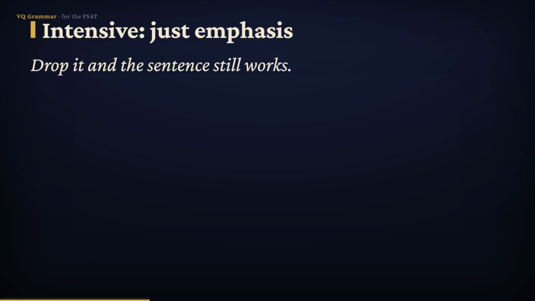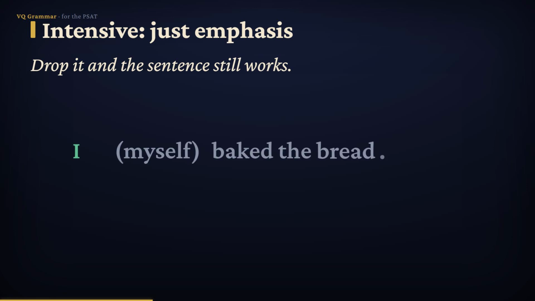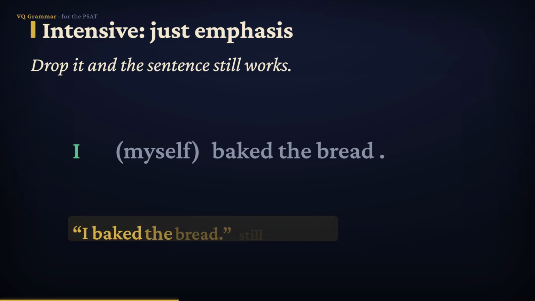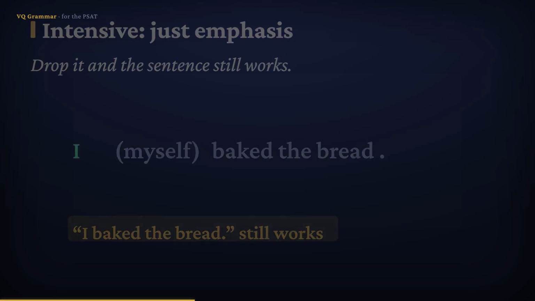Now intensive. Listen to this one. I myself baked the bread. Here, myself isn't receiving any action. It just leans in and adds emphasis, as if to say, I and nobody else baked it. The proof is simple. Cross out myself, and what's left is I baked the bread. A complete, perfectly good sentence. An intensive pronoun can be removed without breaking anything.